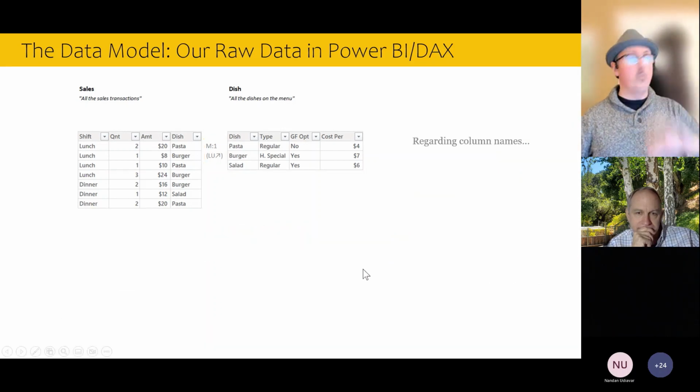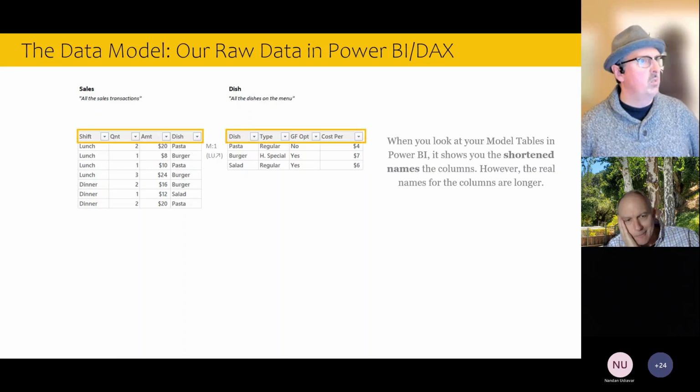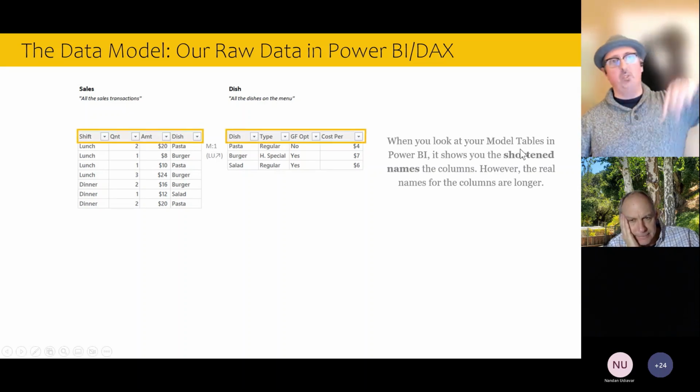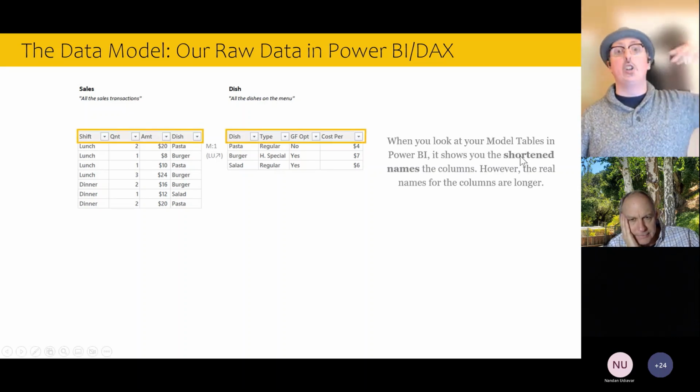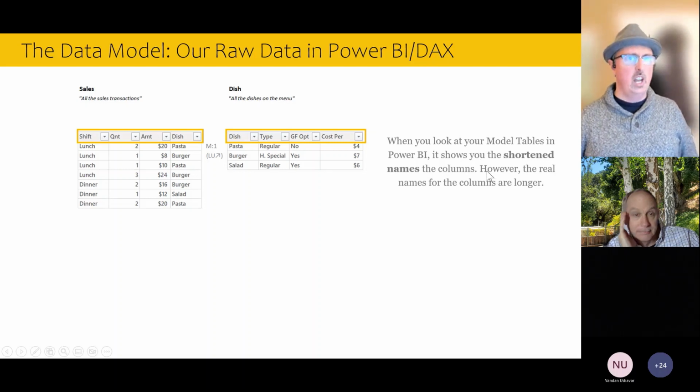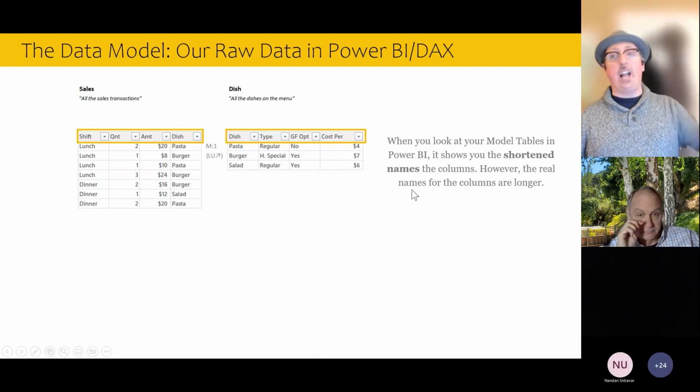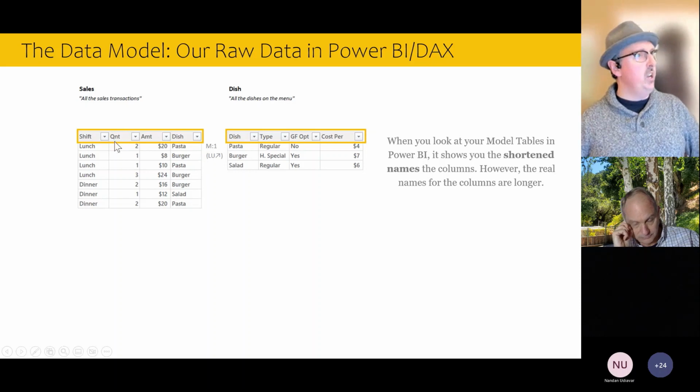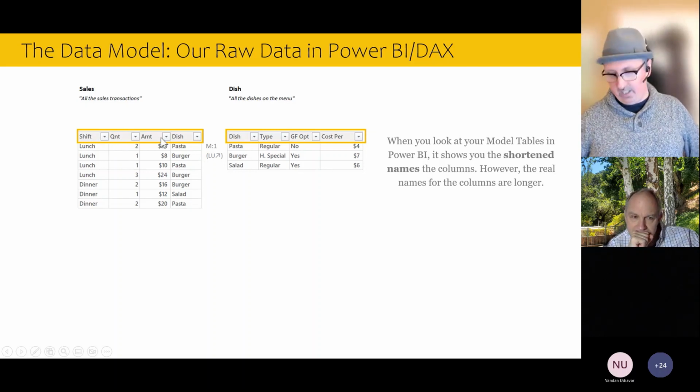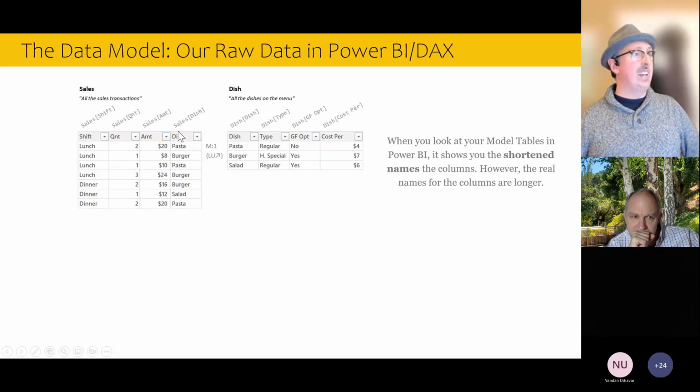So regarding column names, when you look at your model tables in Power BI, what it's going to show you is the shortened names of those columns. However, the real names for the columns are actually quite a bit longer, right? So here in Power BI, where you see the names that look like this, the real names look like that, okay?